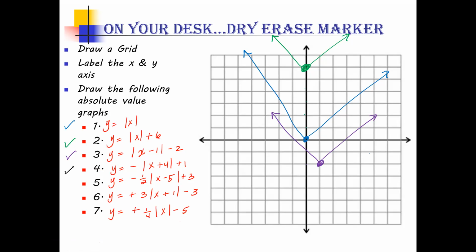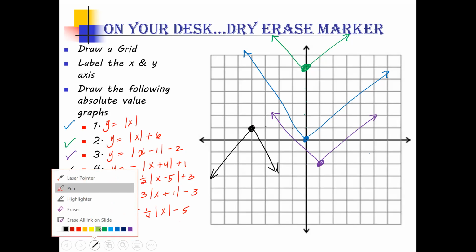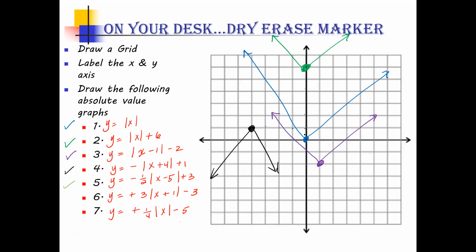Number 4 is going to be in black. You go up 1, left 1, 2, 3, 4. I want to go down like this. Okay, number 5, go up 3, 1, 2, 3, right 5, 1, 2, 3, 4, 5. Because it's 1/2 and it's upside down, but it's actually smaller than 1, it's going to be a little bit wider of a graph like that.